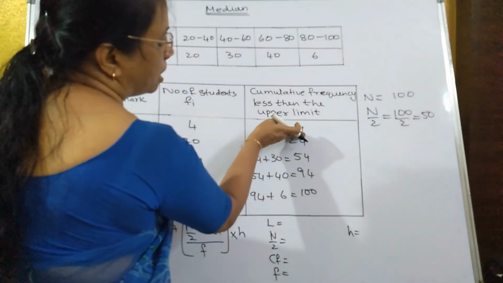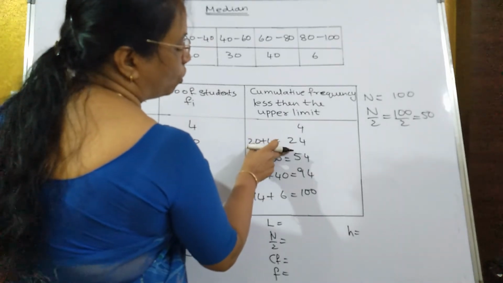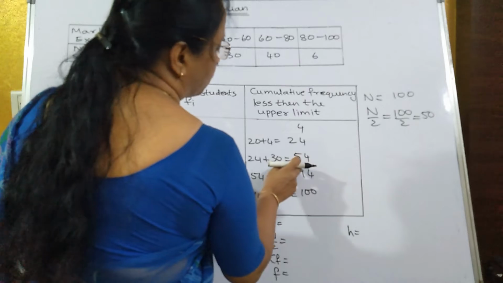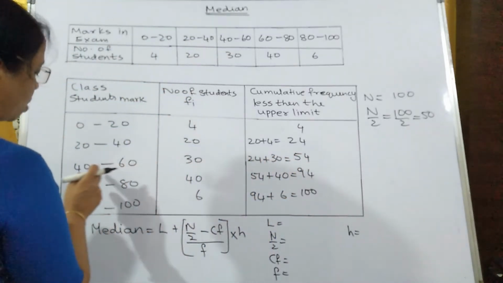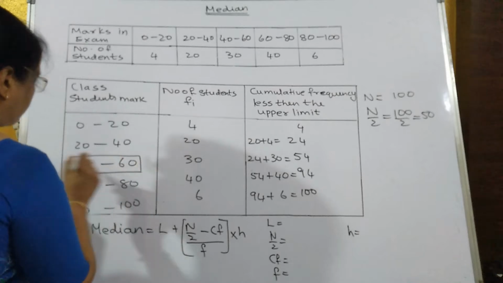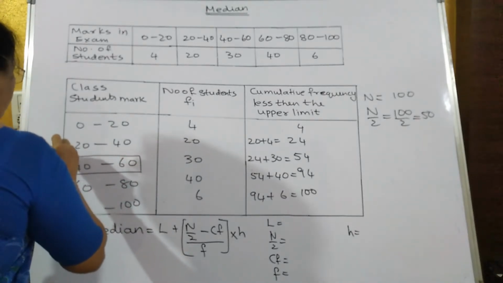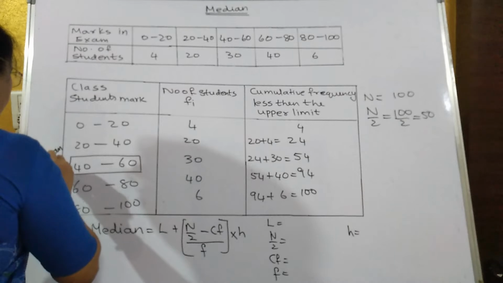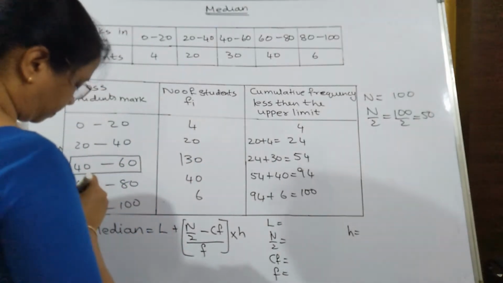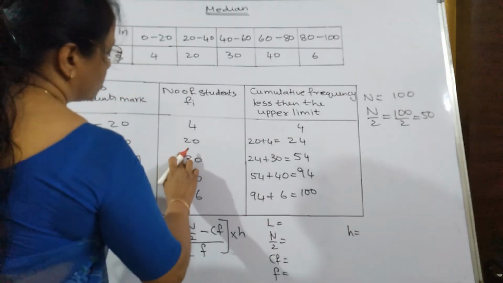So now this score 50 comes under what? Does it come inside 4? No. Does it come inside 24? No. Does it come inside 54? Yes, it comes under 54. So this is a particular class which you have to take, and this class is known as what? Median class. This is known as median class, and this is known as f.